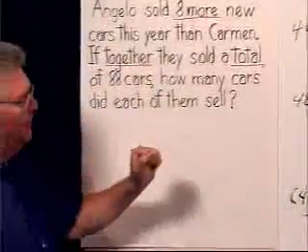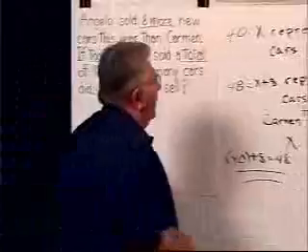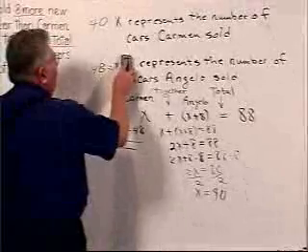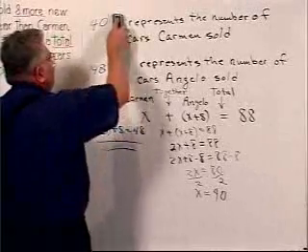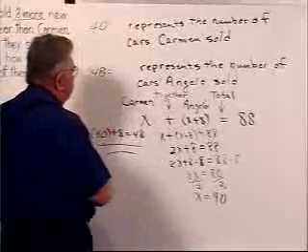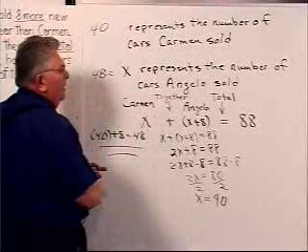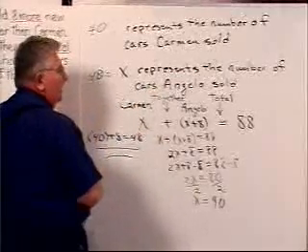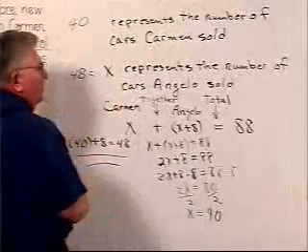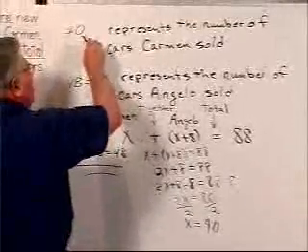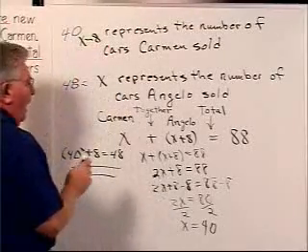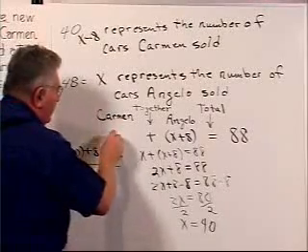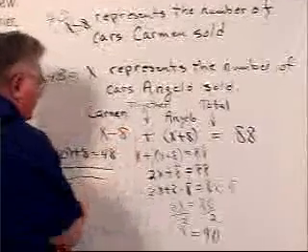The first time we worked the problem, we let x represent the number of cars that Carmen sold. We could have just as well let x represent the number of cars that Angelo sold. So if I put an x here for Angelo, then since Angelo sold 8 more cars than Carmen, I would then represent the amount of cars that Carmen sold by x minus 8. Our equation would change to this. In place of the x for Carmen, I would have x minus 8.